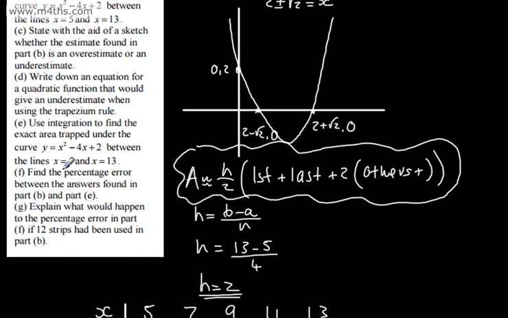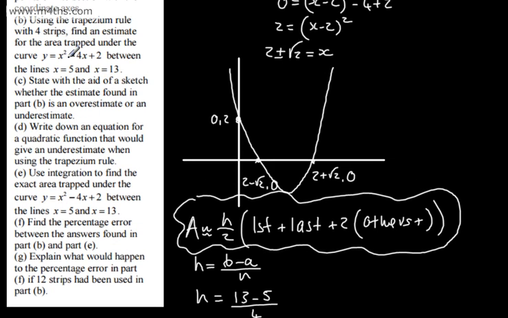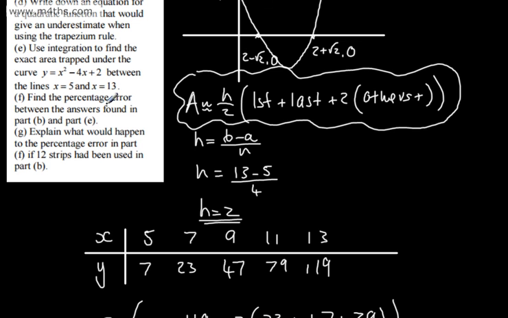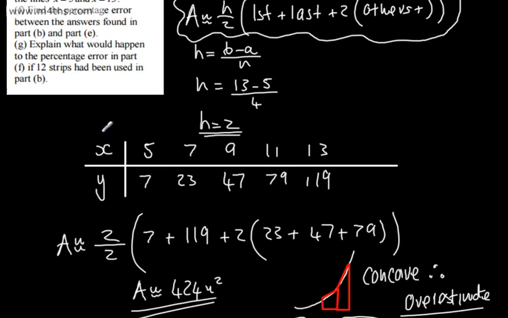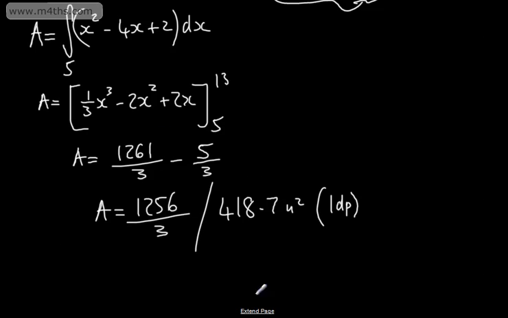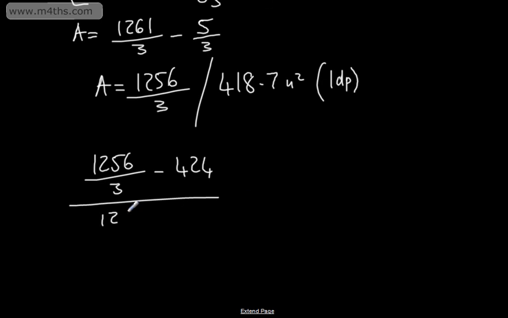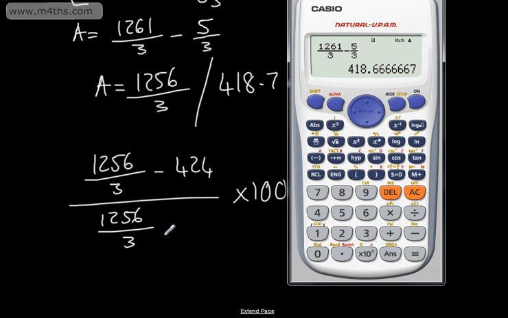Okay, in part F, we need to find the percentage error between the answer found in B, which was using the 4 strips, which is this 424, and the answer found in part E. So all we're going to do is a percentage error. So with my percentage error, it's going to be the 1256 over 3 minus the 424, which we found, over the 1256, which is the exact value, over 3, times by 100. And this will give us now the percentage error.